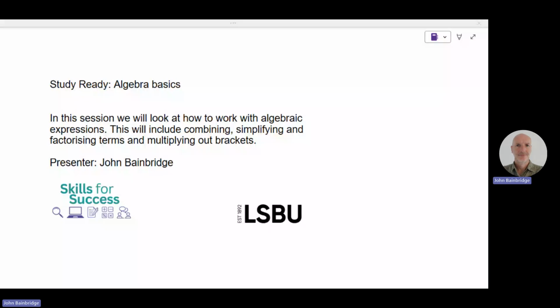Session, Algebra Basics. In this session, we will look at how to work with algebraic expressions. This will include combining, simplifying, and factorising terms and multiplying out brackets.